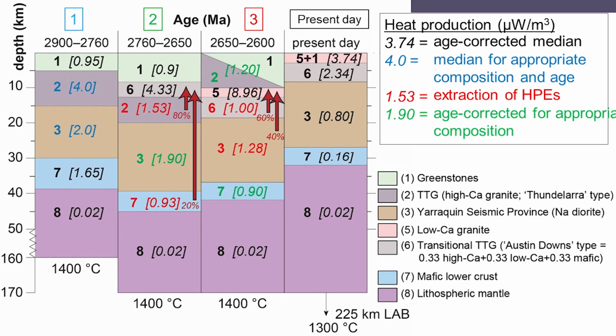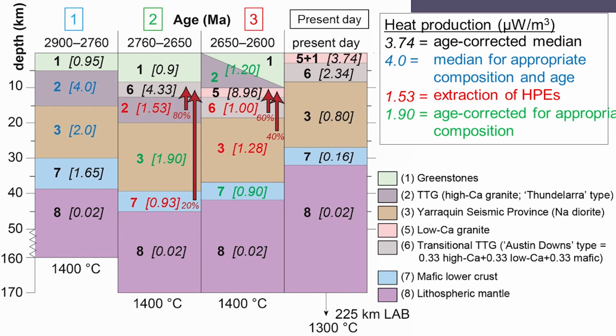And these are the 4 models that I've run. So we've got model 1, our best guess of the Proterozoic. Okay, we've got a layer of greenstones. We've got the older high calcium TTGs. We've got the Yilgarn, we've got a mafic lower crust, and then the lithospheric mantle. That's model 1. Now I should emphasize that these time slices are not really that important in terms of the model. These are steady state models, so whether I call model 1 2.9 to 2760, or 2.9 to pick your number, it doesn't actually matter.